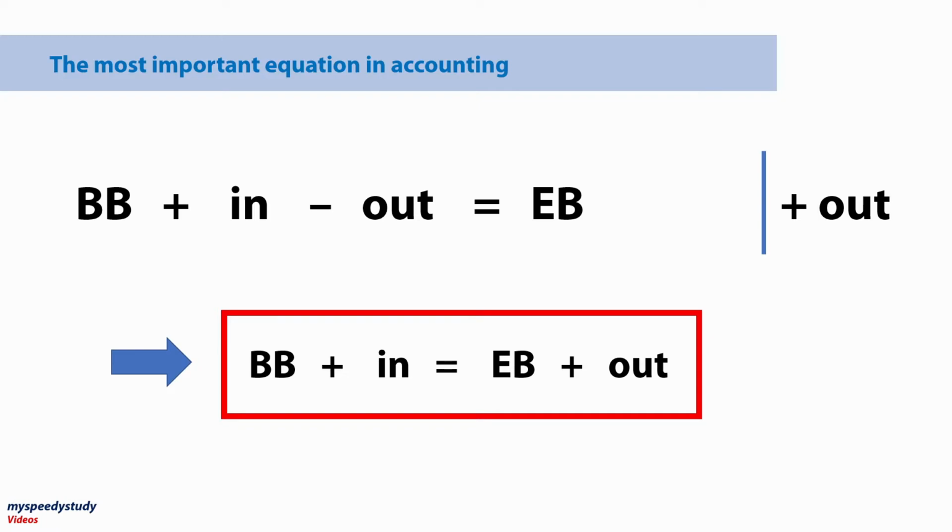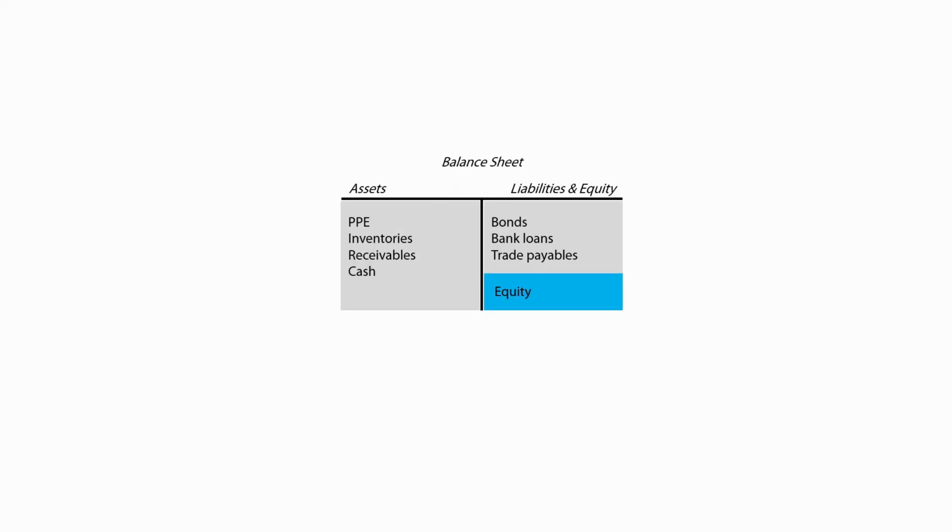Each account, each T account, reflects exactly this equation, because on one side of the account we have beginning balance plus inflows, and on the other side of the account we have the ending balance plus the outflows. And that goes for all the accounts coming from the items in the balance sheet, left side or right side of the balance sheet, doesn't matter.